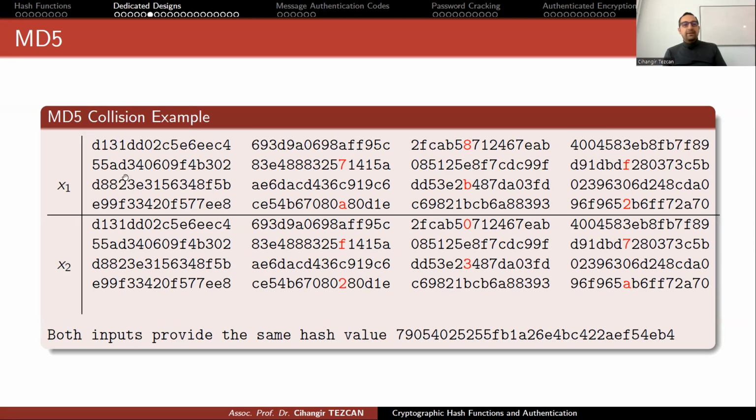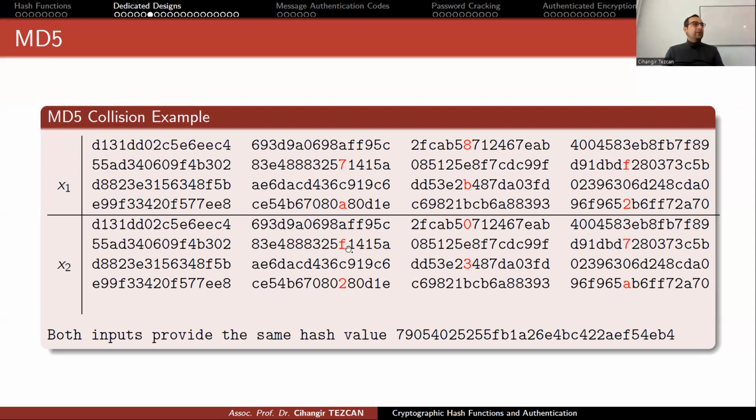X1 is a single message of 512 bits. X2 is another input. The black parts are identical. The red parts show the difference. For instance, this is 7 here and this is F here. So if you think about bits, this is 0, 1, 1, 1, and here it is 1, 1, 1, 1, all 1. So you're flipping the most significant bit of this nibble.